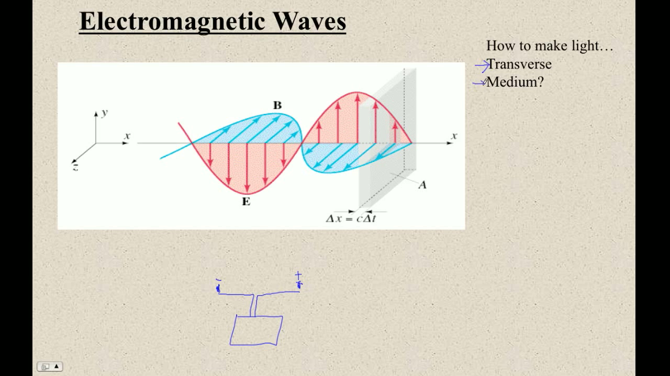And then the question is, what does it travel through? Well, it turns out that electromagnetic waves can travel through nothing, which makes it very interesting to think about what if we approach this wave from the front? What speed do we see it traveling? But that's chapter 26.